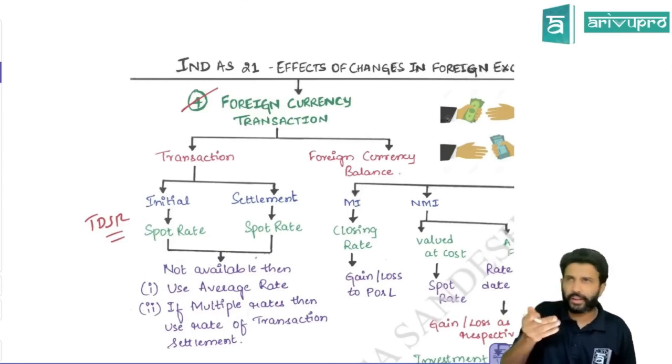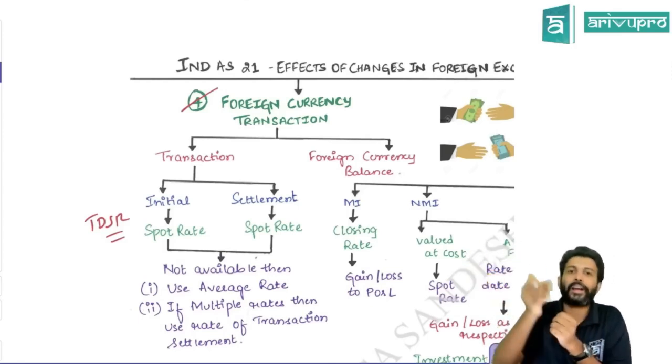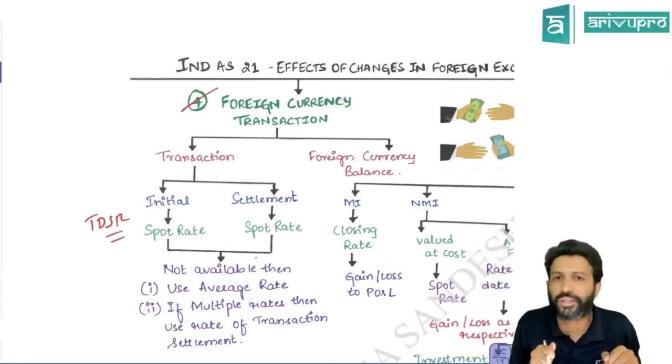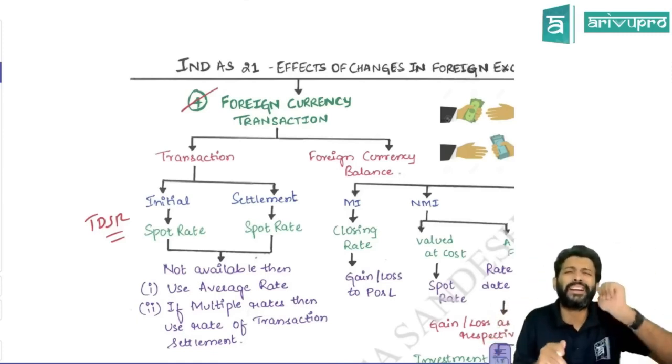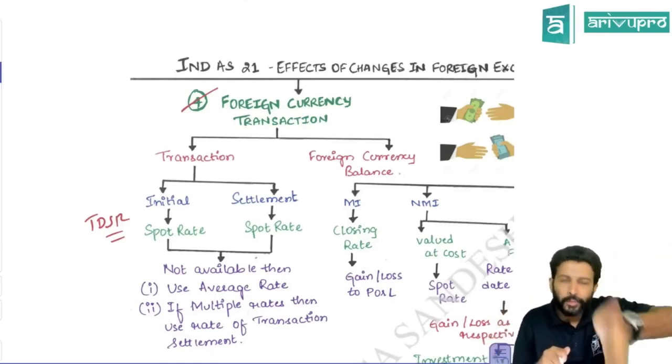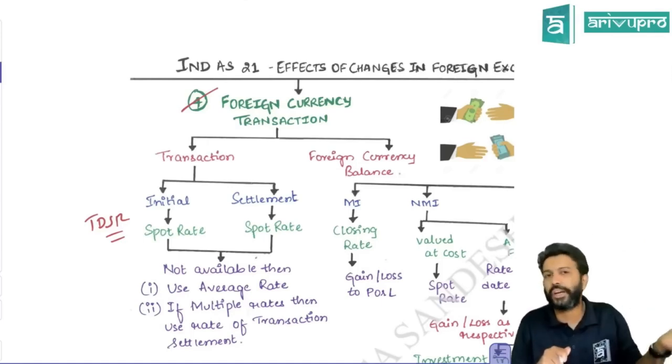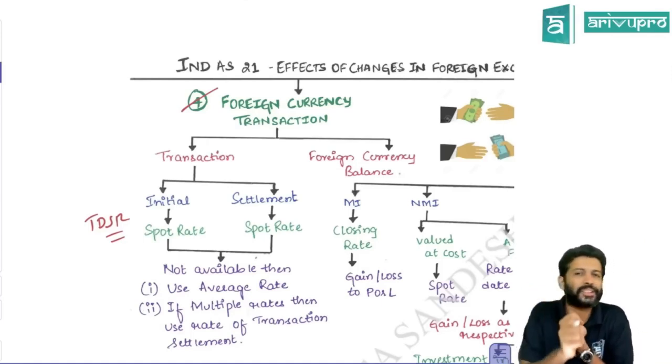it will be converted. If you have taken a foreign currency loan of, let's say, $1 lakh, you can't record it as $1 lakh. You can't pass a journal entry for $1 lakh. You need to convert, and that conversion will happen at the transaction date's spot rate. If you have taken a loan, you use today's exchange rate and convert it. That is your transaction date's spot rate.